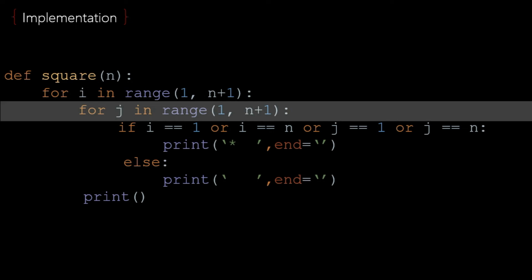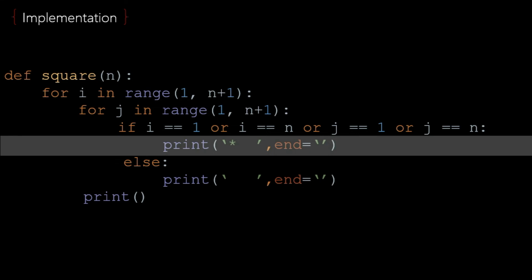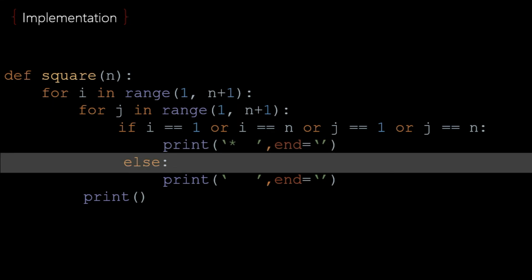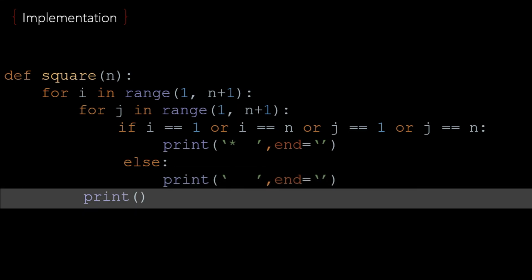Then we start checking for the conditions, and if any condition was met, we print a star. I added 2 spaces after the star so it looks more like a square when printing the end shape. And the end equals empty will prevent the print function from going to the next line. And if the condition was not met, we print 3 spaces without any star. And at the end, we go to the next line when we hit the end of each row.